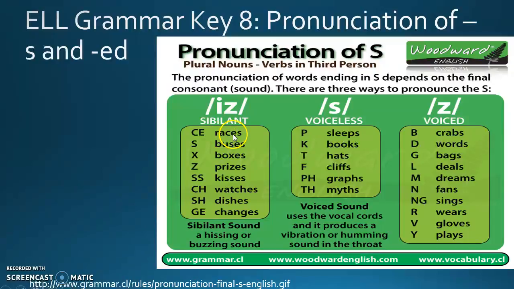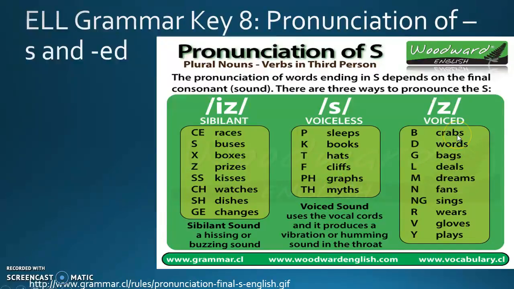So we're going to have races, buses, boxes, prizes, kisses, watches, dishes, and changes. Okay, sometimes I like to tell my students that it would be too difficult to say races. Okay, and that's why we need an extra syllable. For voiceless sounds, we're going to have the S. So for example, we're going to say sleeps, books, hats, cliffs, graphs, and meets.